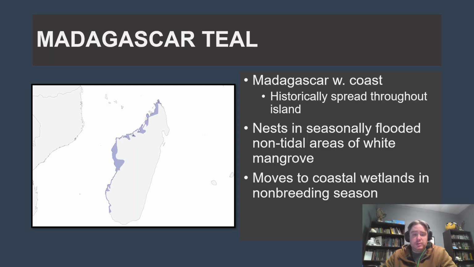It nests in seasonally flooded non-tidal areas. In other words, areas that are not influenced by the tide. So a little inland from the coast where the tide's going to influence those water levels. And primarily it nests within areas of white mangrove, or sometimes called gray mangrove. And mangrove is just a type of tree. There are different mangrove trees, if you're not familiar with that.